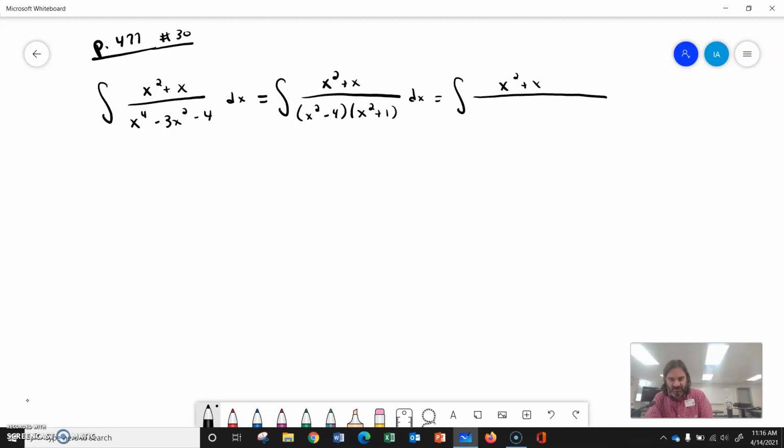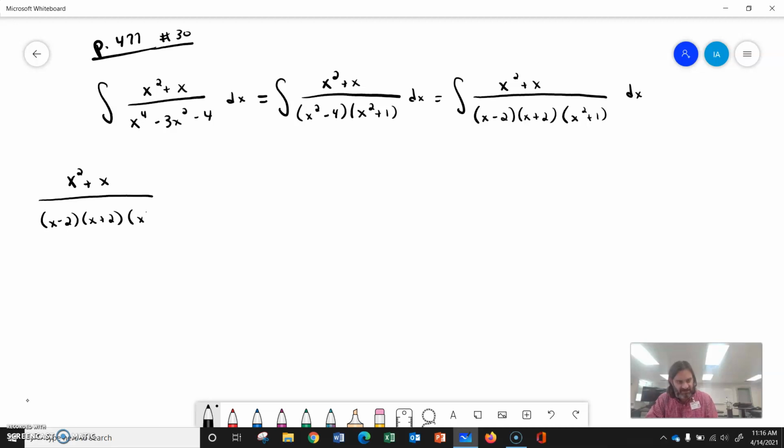But x squared plus x on top. Our denominator will factor into x minus 2, x plus 2 from the difference of squares part, and then the x squared plus 1 cannot factor any further. So with that in mind, let's go ahead and set up our partial fractions. So we'll have x squared plus x all over x minus 2, x plus 2, x squared plus 1 in the denominator, and I'm going to leave room right there. Okay. Got a lot to multiply by, so let's leave a lot of room.